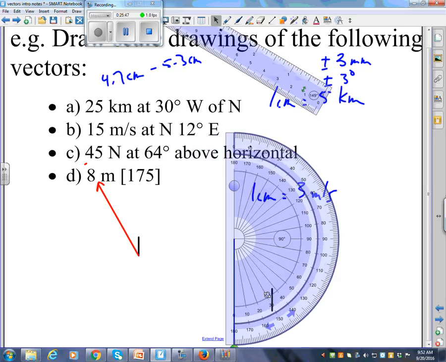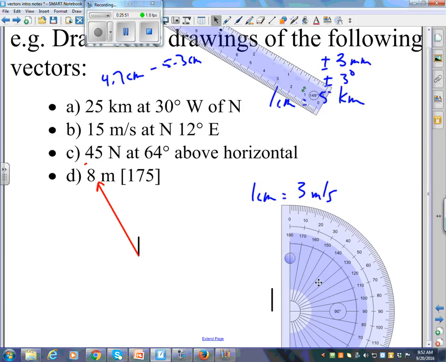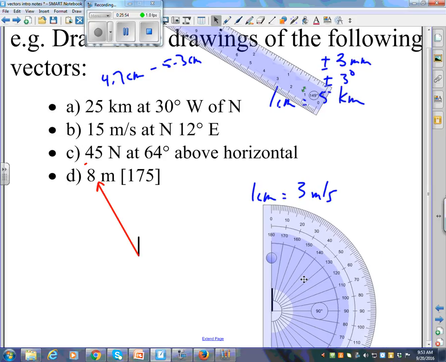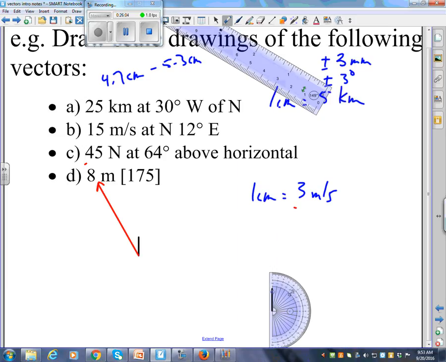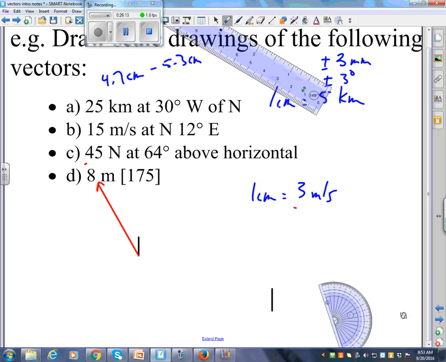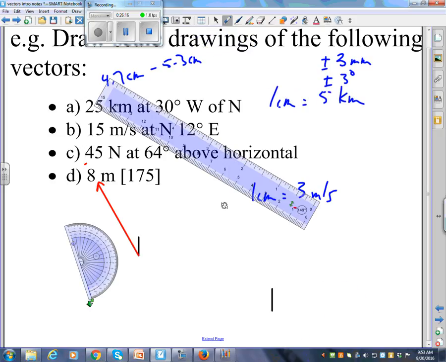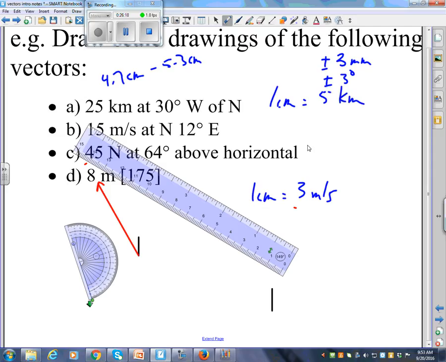Put your 0 at north of your protractor. North, 12, east, right? So there. Yeah, we'll move up. There we go. Okay. North 12 east, and we're going to go 3 meters per second. This is 15, so it's again going to be 5.